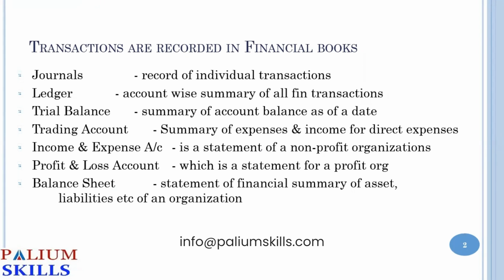So in journals you're recording the individual transactions. Where are you recording them? In the ledger books, books of ledger, as we call it. Since every transaction is recorded, whether it is an expense or an income, you will get a net figure. Account-wise, you will get a summary at the end of the month.